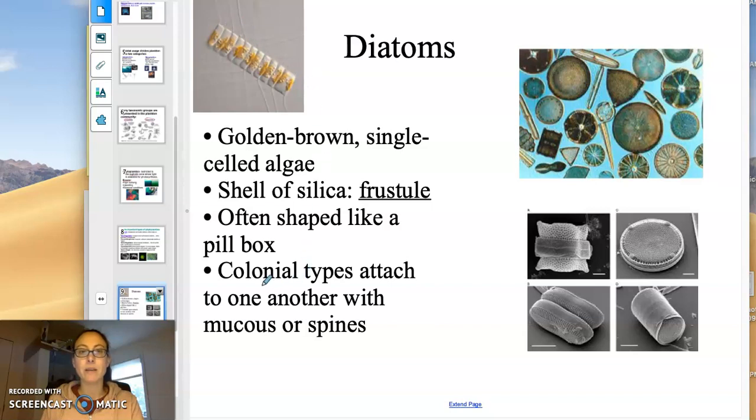So we would call that being colonial, meaning part of a colony. The pigments that they use for photosynthesis are a golden brown color, and so diatoms are what cause a lot of the rocks in the area to look kind of like they've got a brown slime on them. You might sometimes see algae that has a sort of a fluffy brownish tinge to it. That's probably because they're covered in diatoms. They're very, very abundant in ecosystems like Sippican Harbor.